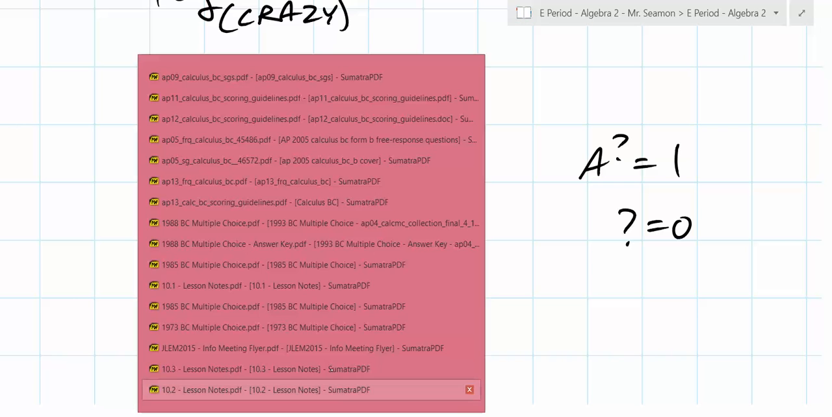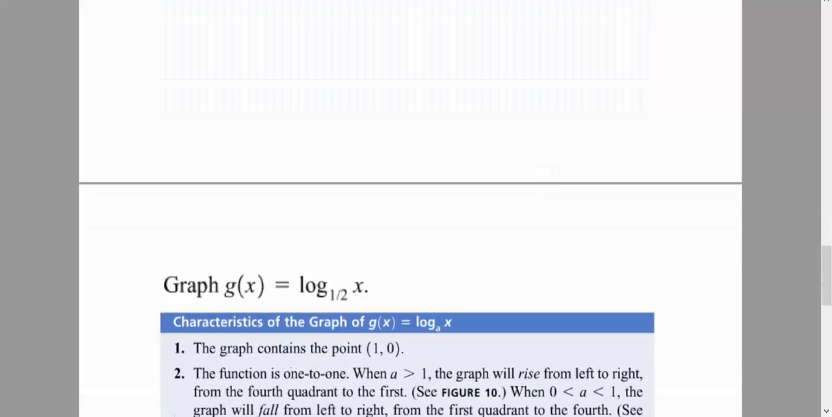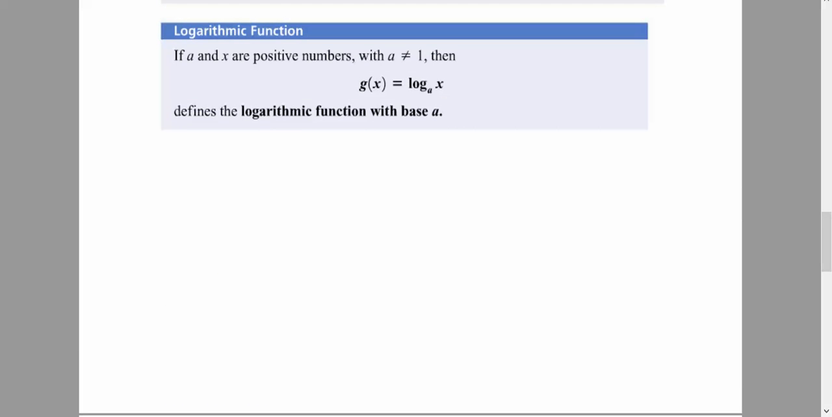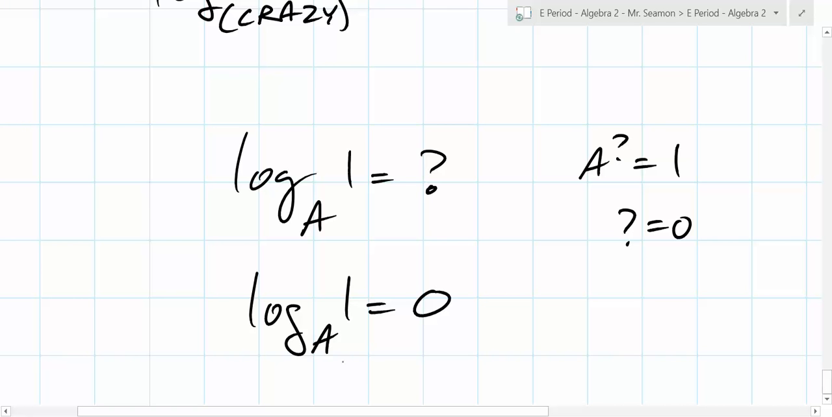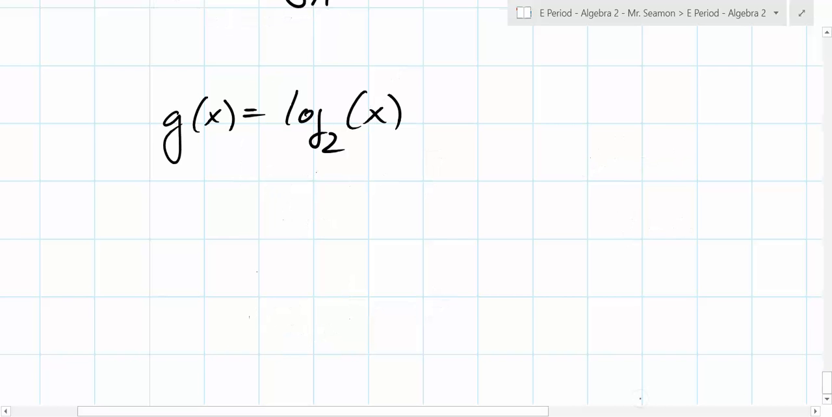So what are we getting at? Let's say I asked you to graph a function. Is that what you just said? No, that's not what I said. I said any base of 1. The log of 1 is always 0, no matter what the base is. Got it. I understand now. Okay. That function right there.